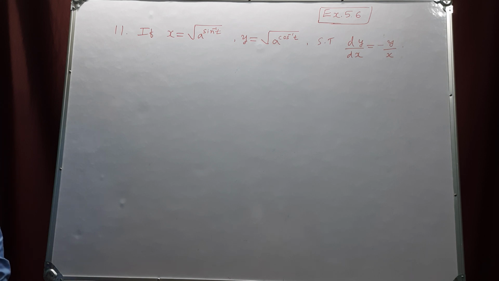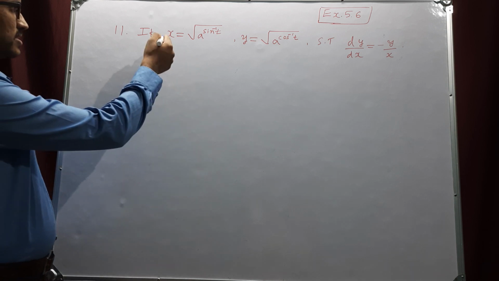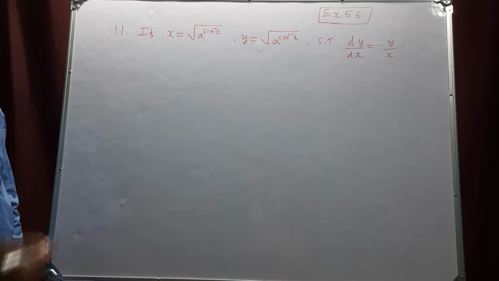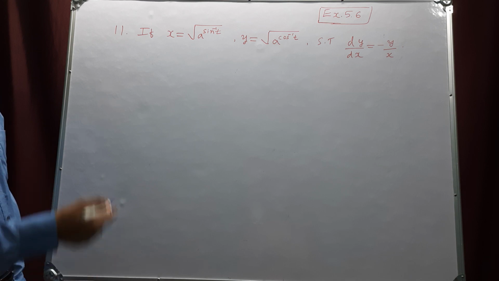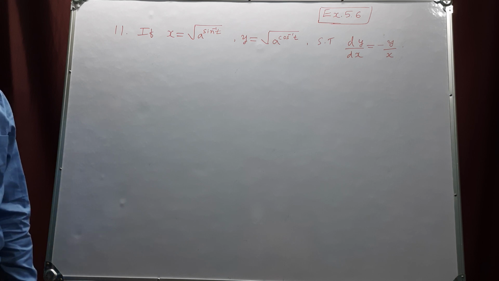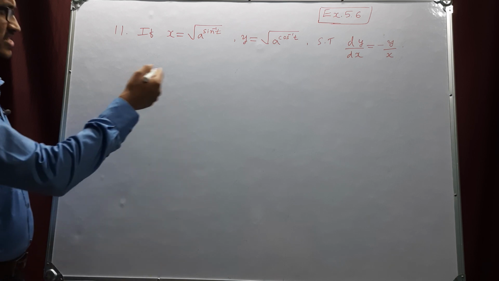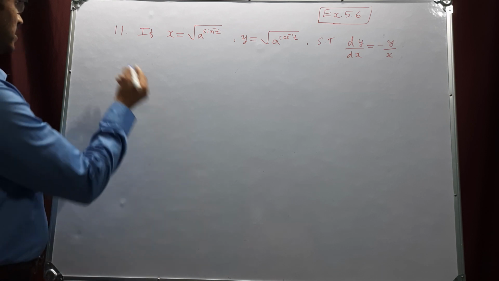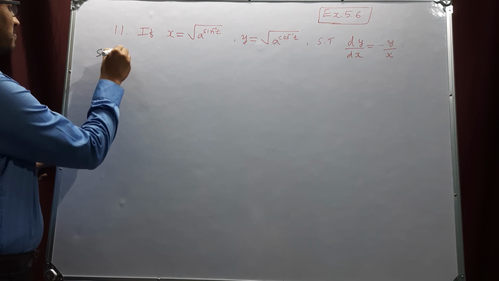11th question, if x is equals to root of a power sin inverse t, y is equals to root of a power cos inverse t, show that dy by dx is equals to minus y by x. So here again x and y are connected through the parameter t. To find dy by dx means that is nothing but dy by dt by dx by dt. So let us find the values of dy by dt as well as dx by dt. Then we can find dy by dx.